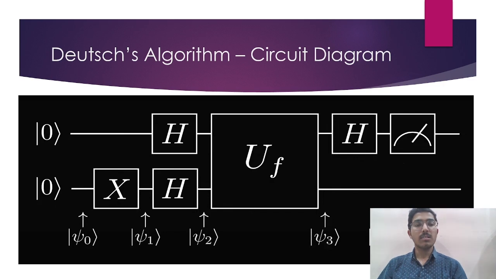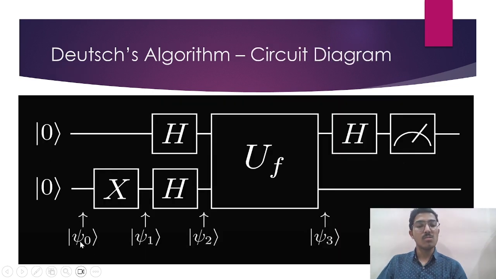Now we will learn the Deutsch algorithm circuit diagram. In this circuit diagram, we can see there are 2 qubits, one 0 qubit and another also 0 qubit, and these are the initial quantum states.